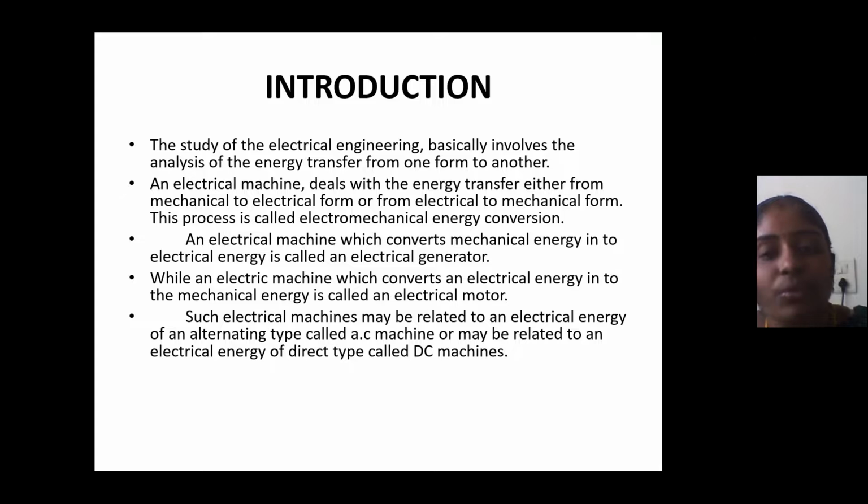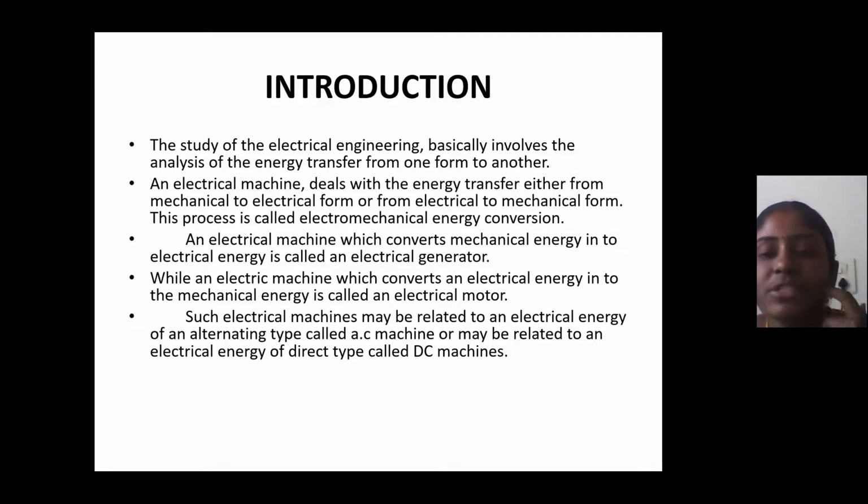First of all, we have to know about the types of machines, right? Basically, the machines are involved in energy transfer. They help to transfer energy from one form to another form. An electrical machine which deals with energy transfer either from mechanical to electrical form or from electrical to mechanical form, this process is called electromechanical energy conversion.